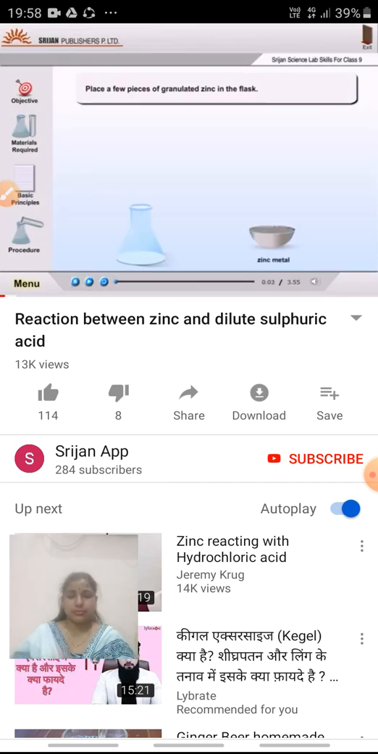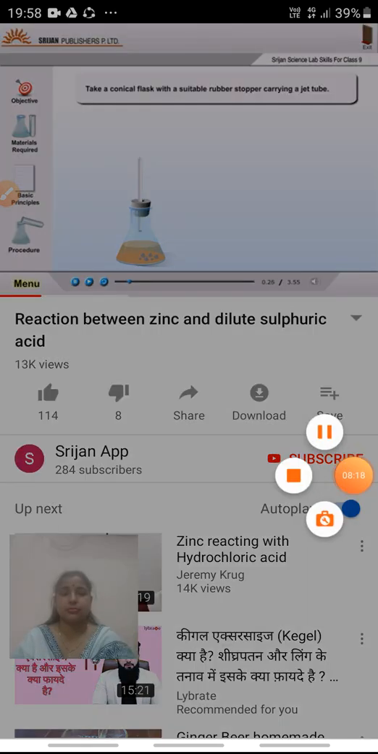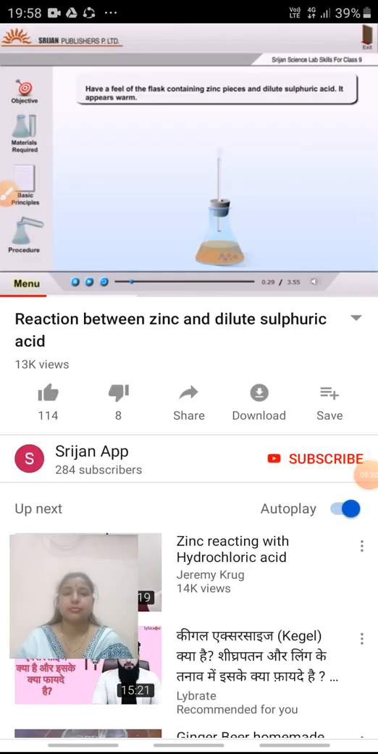Procedure. Place a few pieces of granulated zinc in the flask. Pour about 20 ml of dilute sulfuric acid into the flask and fit the apparatus as shown in the figure. Take a conical flask with a suitable rubber stopper carrying a jet tube. Have a feel of the flask containing zinc pieces and dilute sulfuric acid. It appears warm. Perform the following tests on the hydrogen gas produced in the flask.